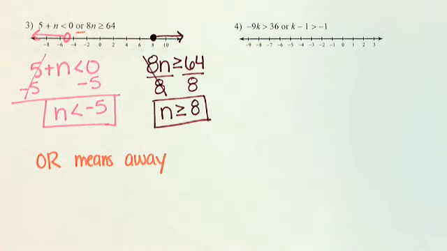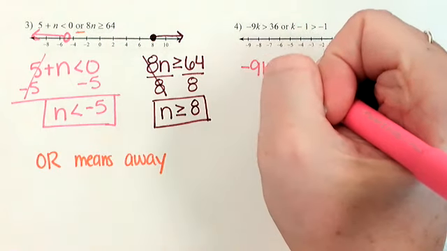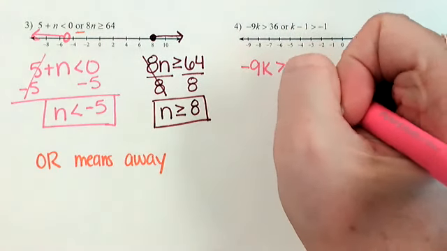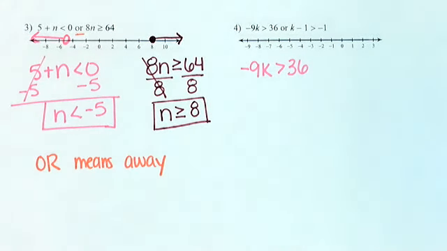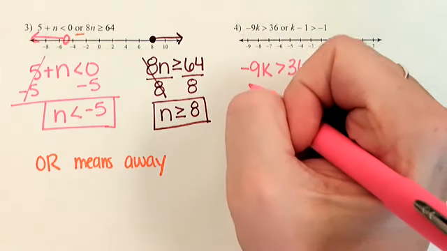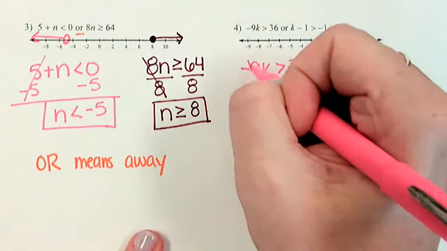Let's look at number 4. So we're going to solve these. We have negative 9k is greater than 36. So our goal is to get the k by itself. Right now the negative 9 and the k are being multiplied, so we have to do the opposite. And the opposite of multiplication is division. So we're going to divide both sides by negative 9.